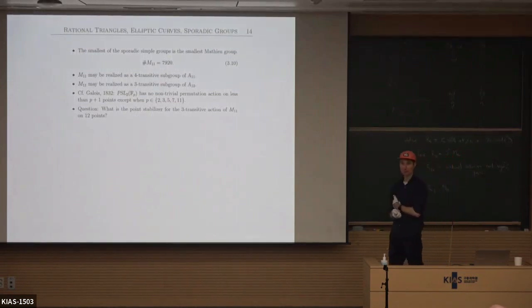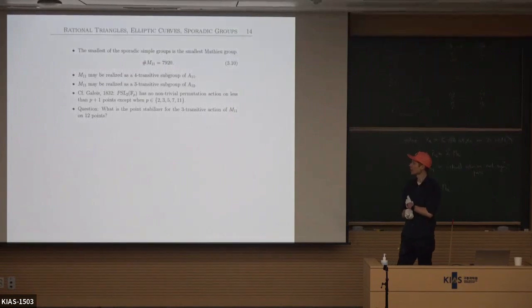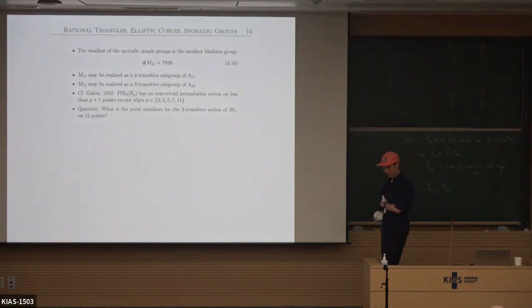Okay, so a question to keep everybody involved. Any guesses what the point stabilizer is for this 3-transitive action of M11 on 12 points? So M11 acts on 12 points. If I fix one point, the stabilizer of that point should be some group that acts transitively on 11 points. So what nice permutation groups do you know on 11 points?